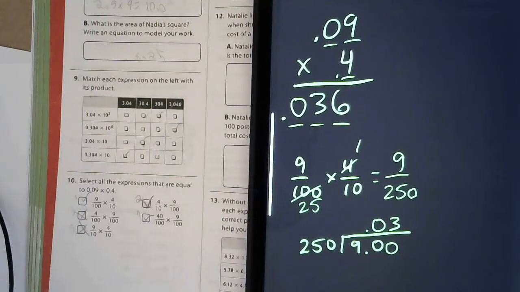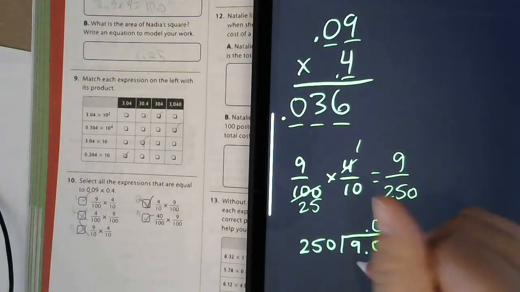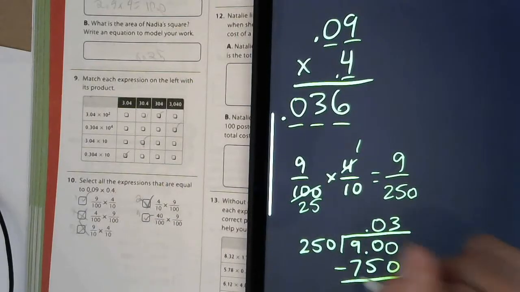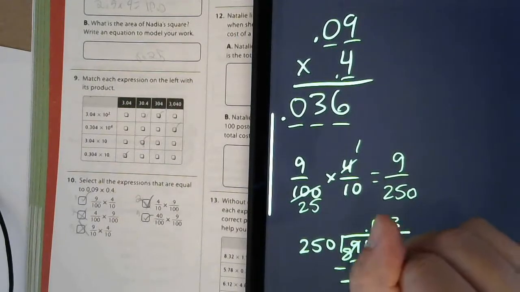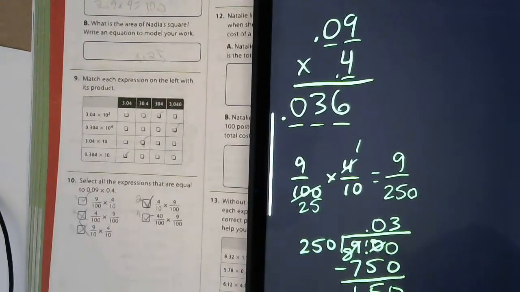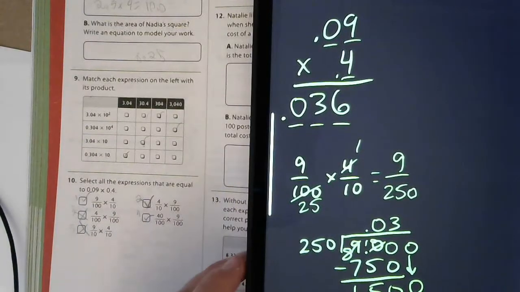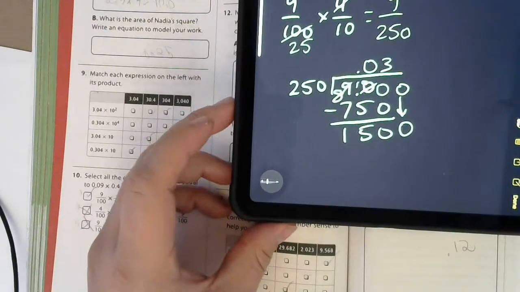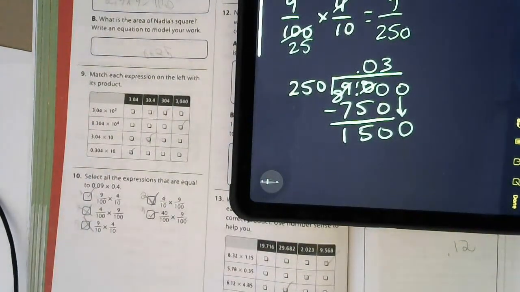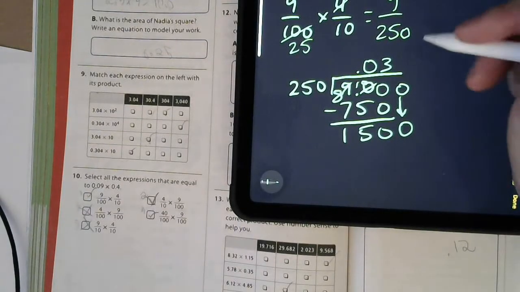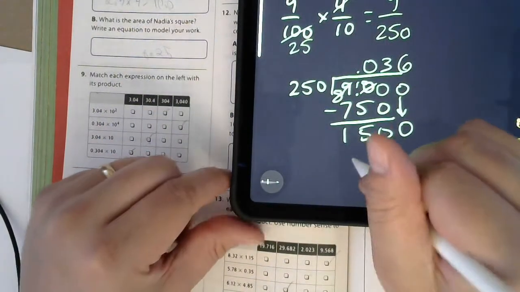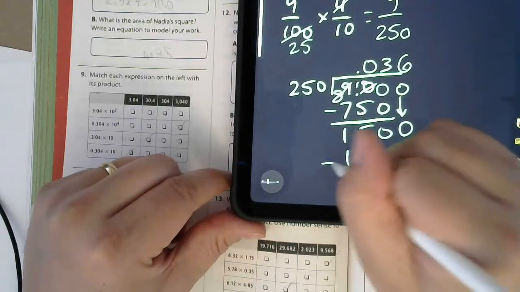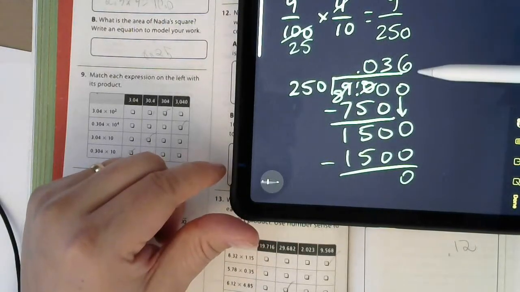I'll do the math rather quickly here, but again, don't be afraid to do the math on your own off to the side. We'd end up with 750. I subtract. That's 0. I'll borrow. That's 5. That's 1. We get 150 left. Add another 0 because we keep on going. We don't want remainders. So now we have 250 going into 1,500. It goes in 6 times, and 6 times 250 is 1,500. We get our answer of 36 hundredths.